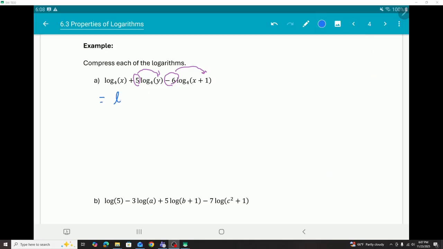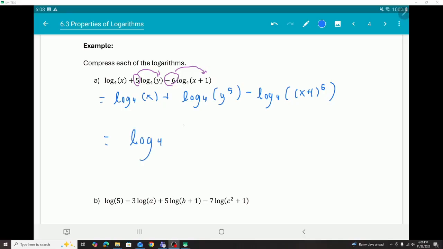So I get, this is log base 4 of x, nothing to do there because there was no number out in front. Now we get plus log base 4 of y to the 5th. And now minus, I can get rid of that 6 by stuffing this into the numerator. Sorry, not the numerator, stuffing this into the power. Now I have logarithms with no numbers in front. Now it's pretty straightforward just to use the log rules here.